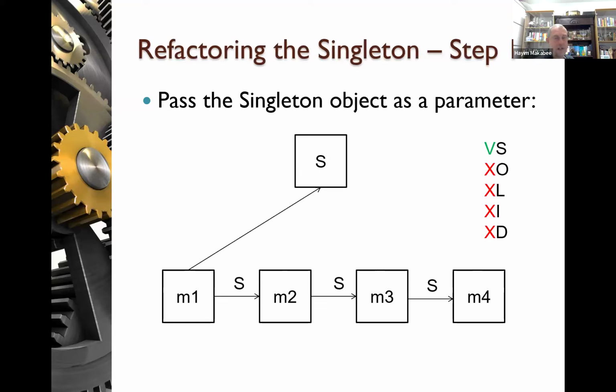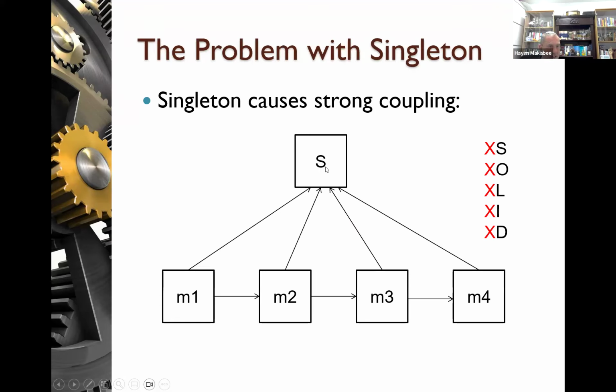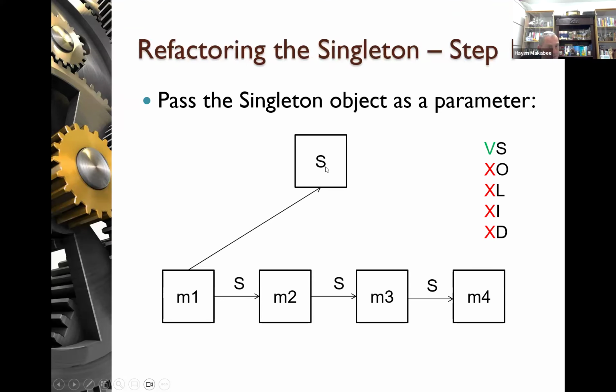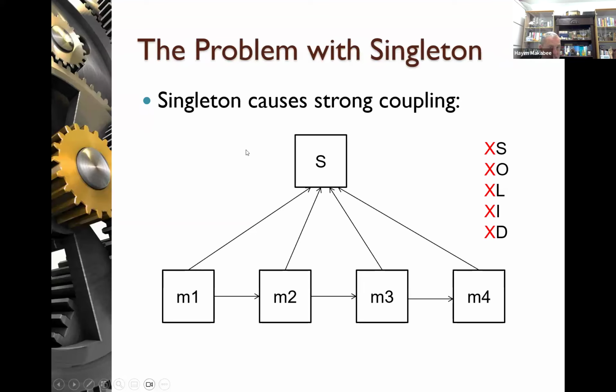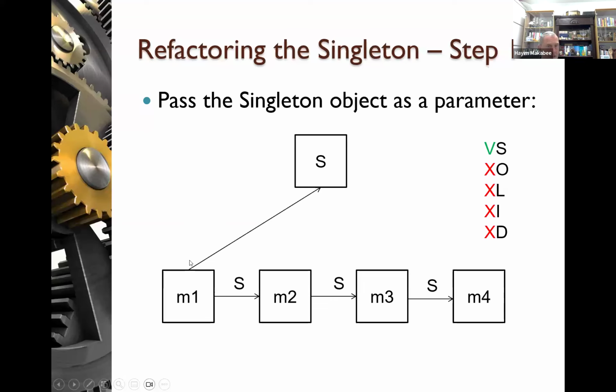So the first way to fix it is to pass the singleton object as a parameter. Instead of everybody knowing it, you pass it as a parameter. So this first method has the responsibility to instantiate it, and then it is passed as a parameter, not a global variable, because this is a global variable. Now you have one instantiation and then pass it as a parameter.